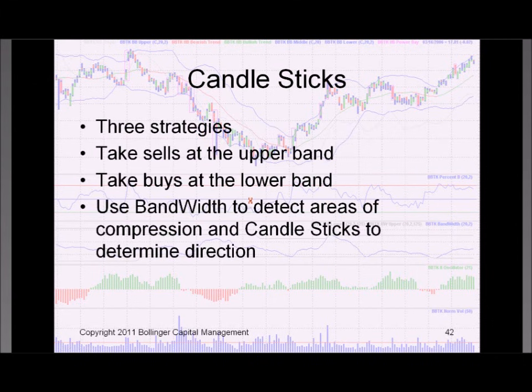So here are three strategies that I suggest for employing Bollinger Bands and candlesticks. One, take sells at the upper band. Two, take buys at the lower band. And third, one that we haven't talked about yet, which I think is very powerful and very useful, is use bandwidth to detect areas of compression and then use your candlestick patterns to determine the direction of the probable breakout and take a position early on in the process of the squeeze.